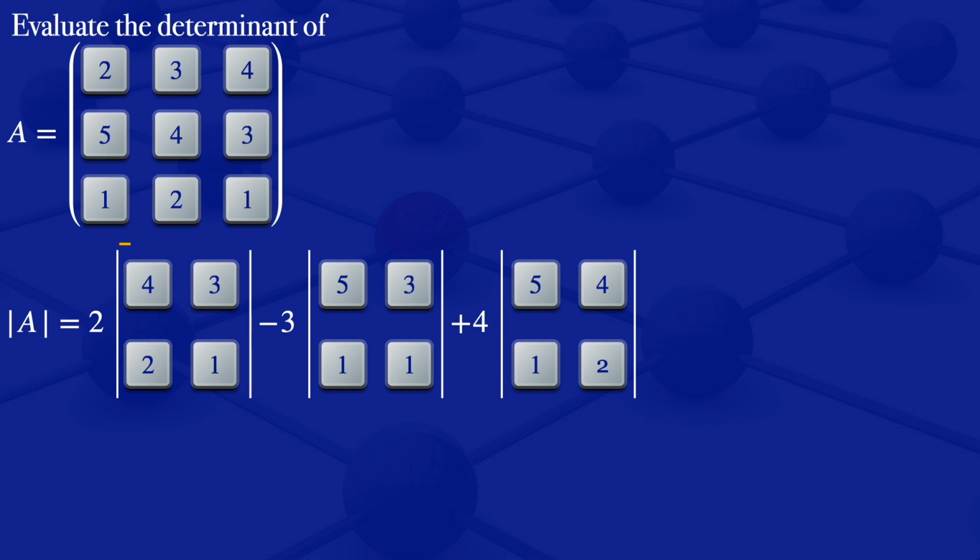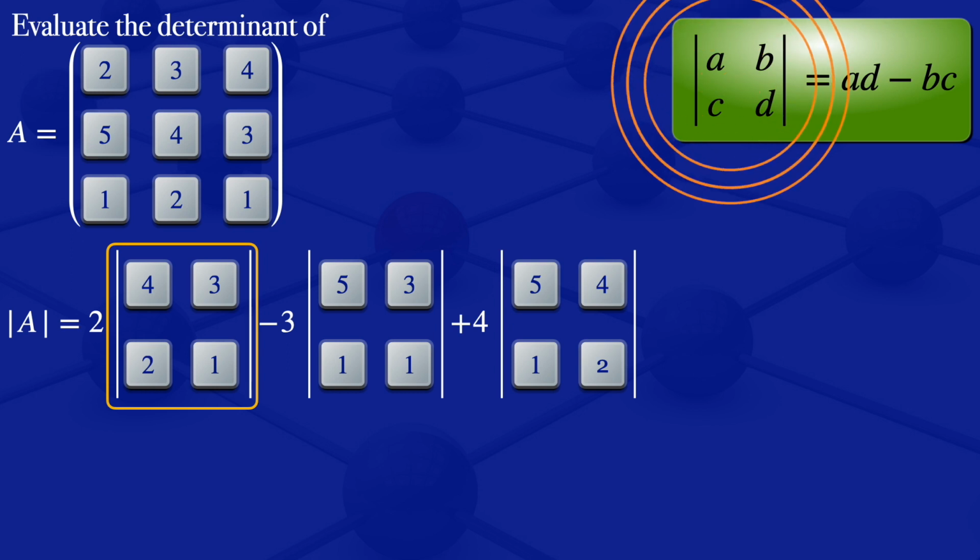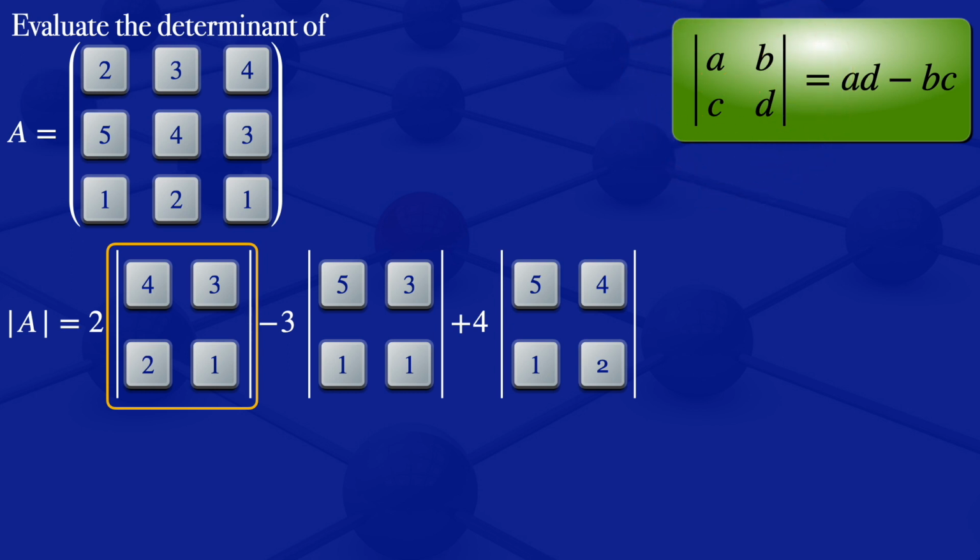I'll start by looking at the determinant of this matrix here. When you are evaluating the determinant of a 2 by 2 matrix, we know that if we have a matrix A, B, C, D, the determinant is AD minus BC. What this formula is saying is we take the product of these elements, subtract the product of these elements. So our result there will be 2 multiplied by [4 times 1 minus 3 times 2].